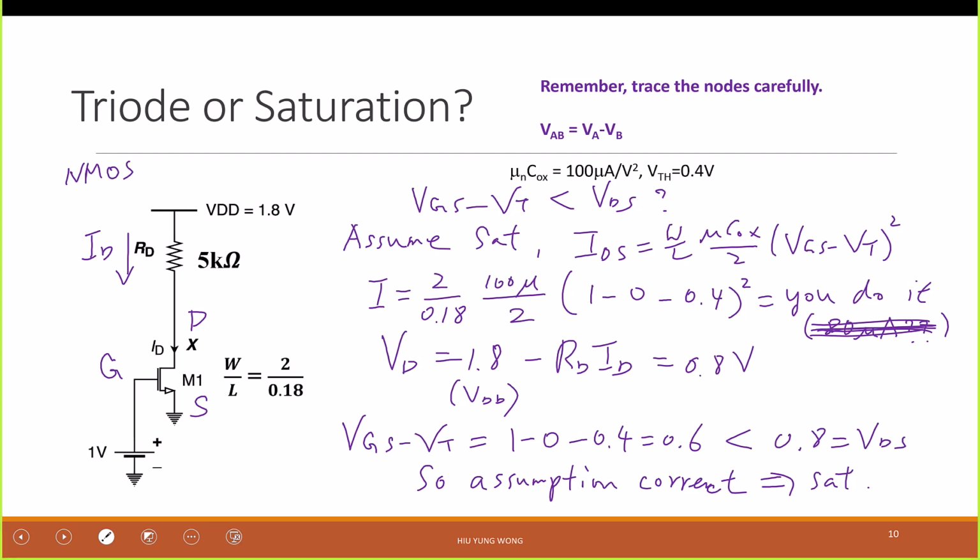Okay, this calculation is not important. I do want you to trace the node carefully and always remember V_AB equals V_A minus V_B. Don't mess this up. Do not assume V_B is always 0 or you may get into problems, okay?